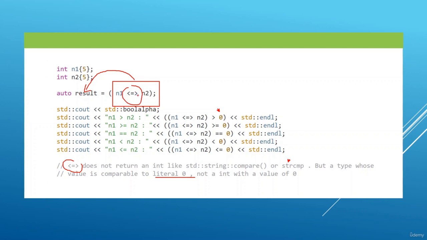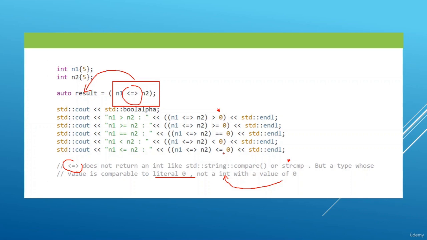But note that you can't compare the result of a three-way comparison to a 0 value that is stored in an integer. If you try to do this, you're going to get a compiler error. So this is really meant to be compared to a literal value of 0 and not a value of 0 that is stored in a variable. You really need to know this.